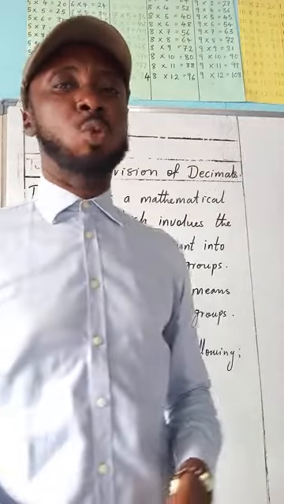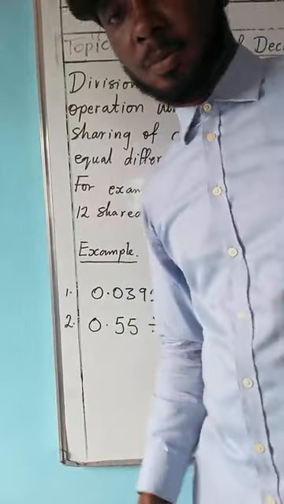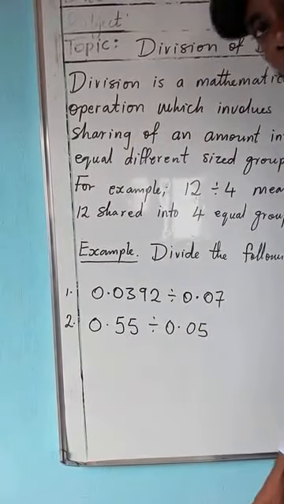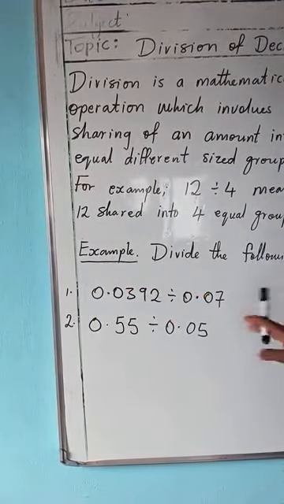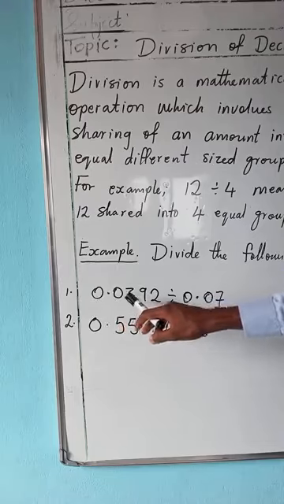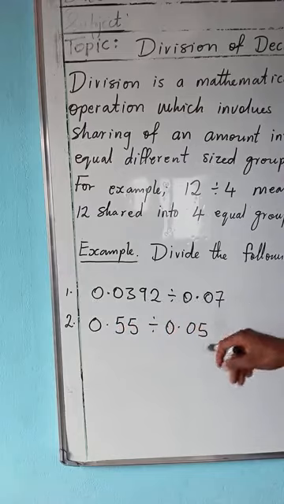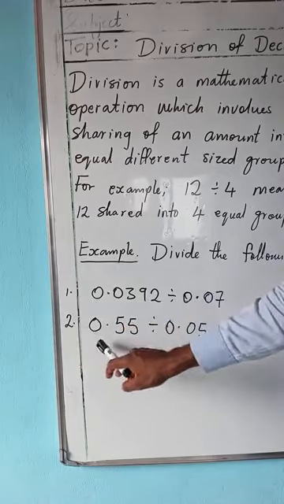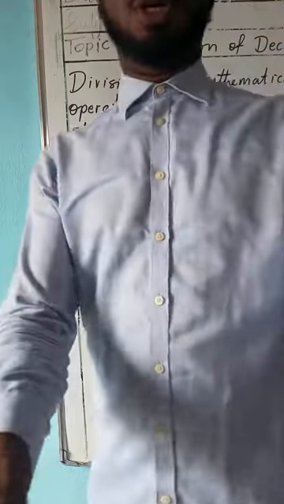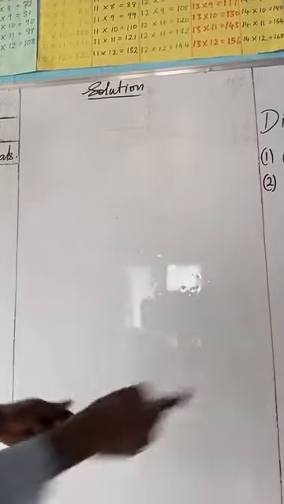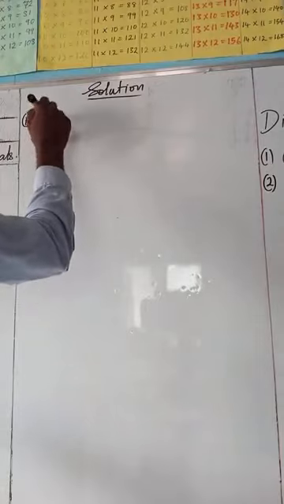Now, let's look at the exercises we have. All right, we have example 1, divide the following. We have 0.0392 divided by 0.07, and 2, 0.55 divided by 0.05. Let's solve for number 1. We have the solution 1.